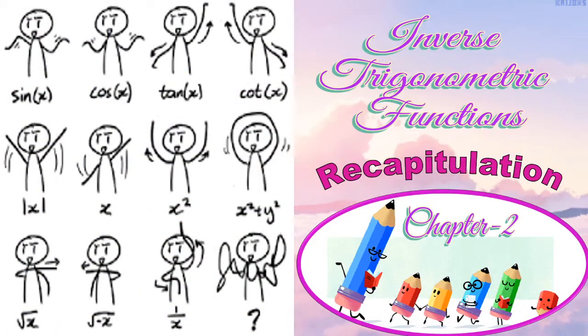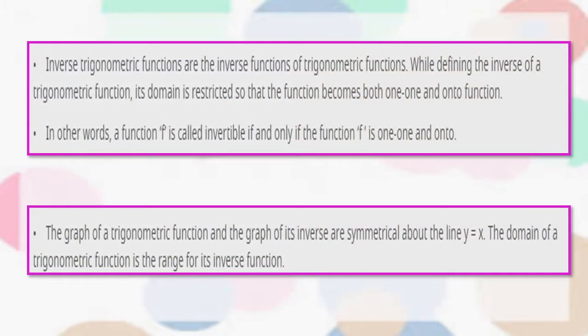So we were doing chapter number 2, inverse trigonometric functions, in which we have learned the concept of all ITF. We have learned the concept of principal value branches, their domain and range. We have seen their graphs and we have learned lots of properties and their use in solving the questions. Now let's do a quick recapitulation of this chapter.